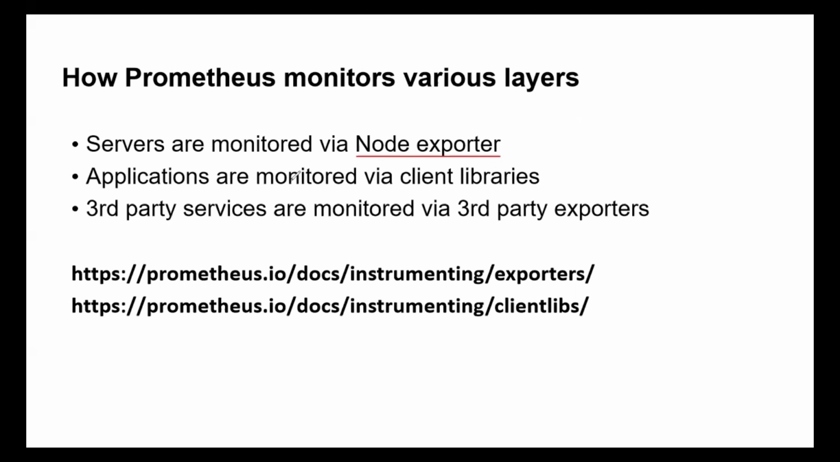Then applications: how does Prometheus monitor various applications? That is done via the client libraries. There will be client libraries available for each of the applications. For example, if our application is Java based, there is a client library available for Java. If the application is PHP based, then we have a client library available for PHP. So through the client libraries, Prometheus is able to extract the various performance metrics from the application, right?